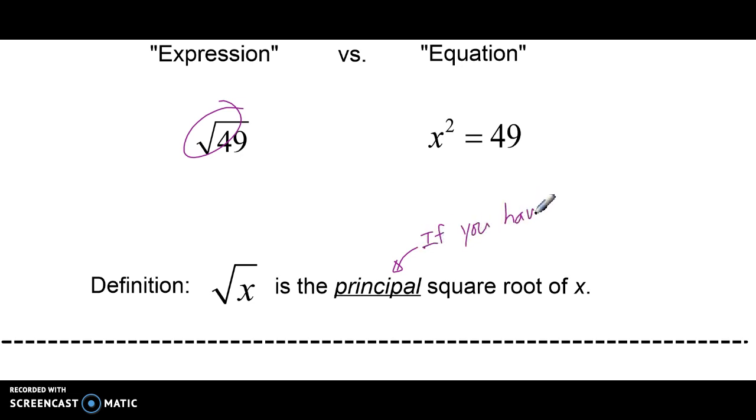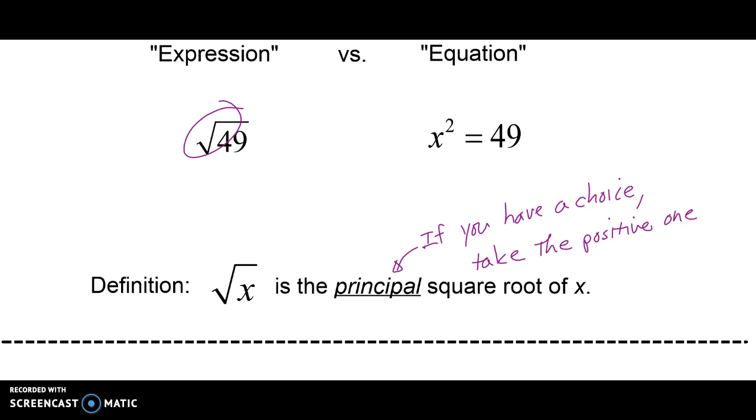And the reason why I say if you have a choice is in some cases you don't have a choice. Like if I asked you to do square root of 0. Square root of 0, there's only 0. There's no negative 0 to consider as a possibility. But most of the time you have a choice between a positive answer and a negative answer. The principal root, we want to take the positive square root, not the negative square root.